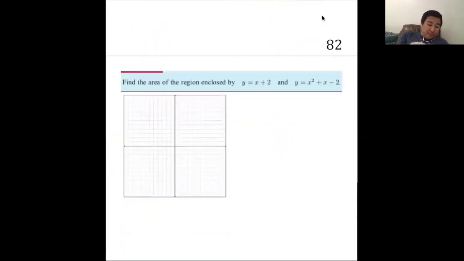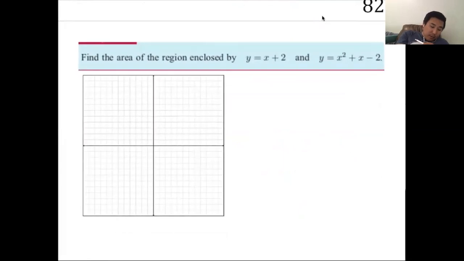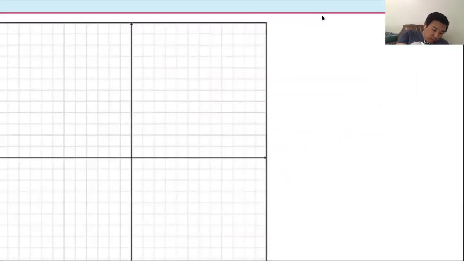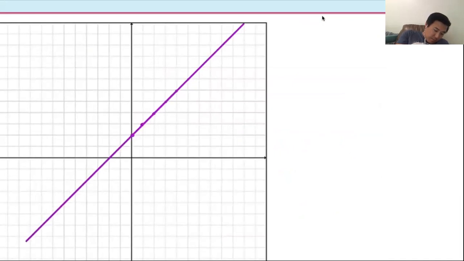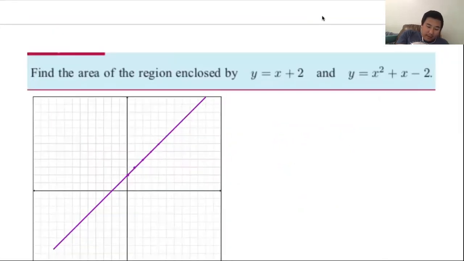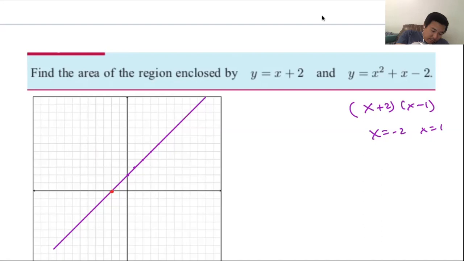So let's give you a better one. So we have x plus 2, and then we have a function, x minus 1, x equals negative 2, and x equals 1. So I'll graph that. Negative 2 and 1.